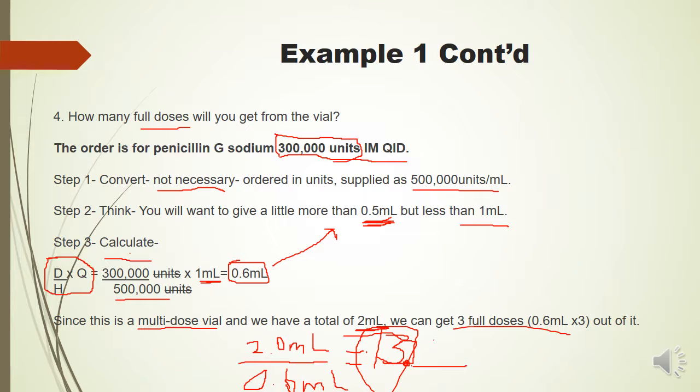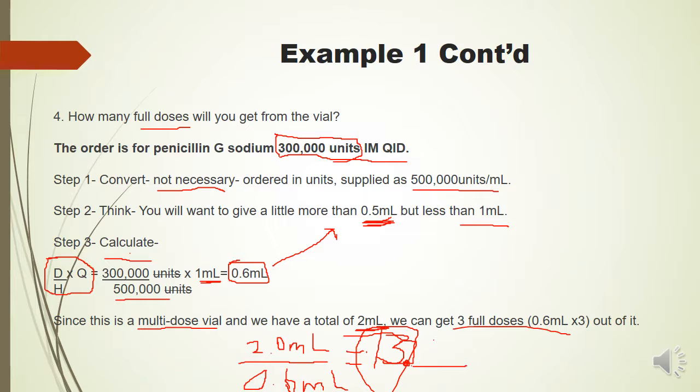So let's calculate. We'll just use our fun little formula. The doctor is ordering 300,000 over our stock, which is 500,000, times our quantity or our vehicle, 1 milliliter. That's giving us, as discussed, and again, I apologize for covering that zero, a little bit more than 0.5 of a mil, just like in our quick estimation of 0.6 milliliters. So that's one dose.